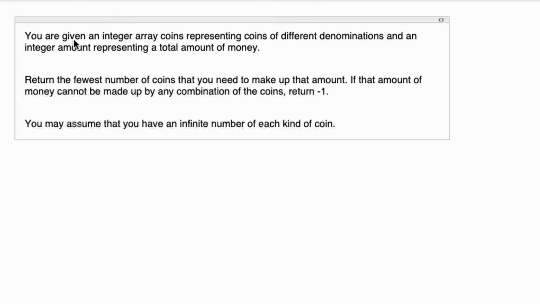So the question reads that we're given an integer array coins representing coins of different denominations, and we're also given an integer amount representing a total amount of money. What we want to do is find the fewest number of coins that we can use to make up that amount. And if the amount of money cannot be made up by any combination of coins, we're just going to return -1. And we have an infinite number of each coin.